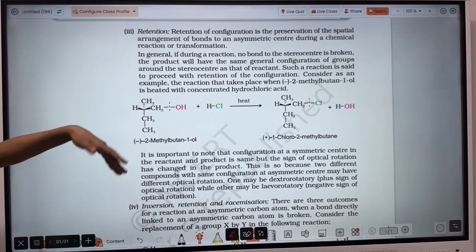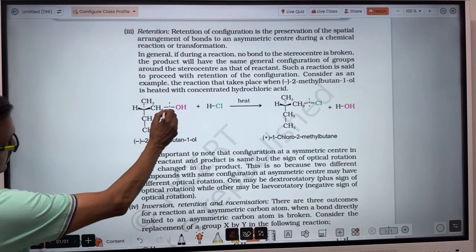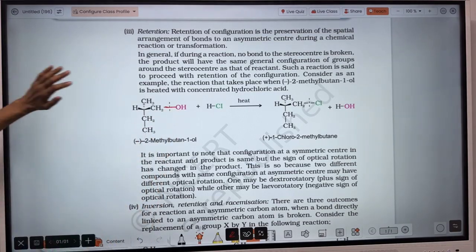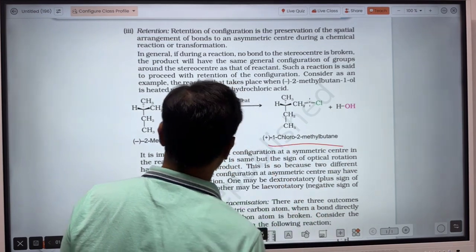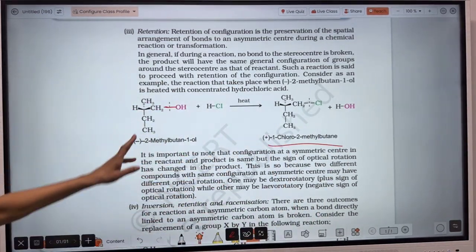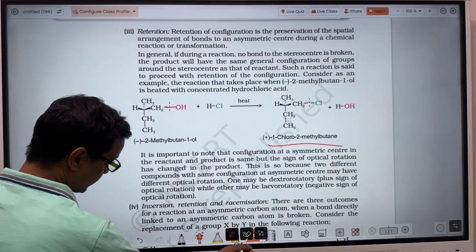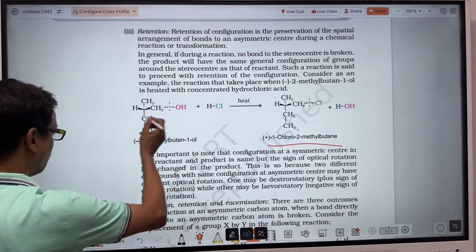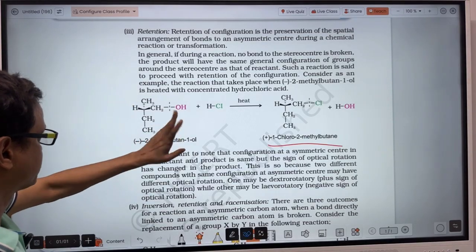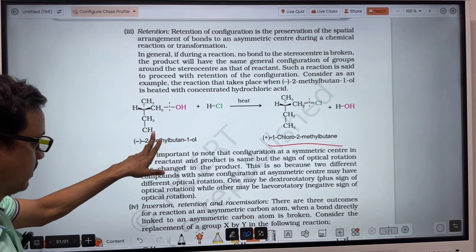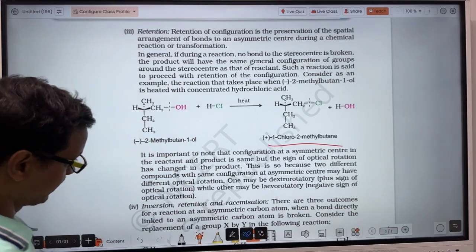In which here 1, 2, 3, 4. This CH2OH here, this one is shown. So in that reaction, 1-chloro-2-methylbutane is dextrorotatory, and this one is levorotatory, because the OH is coming towards this side in this molecule. So that is (-)-2-methylbutan-1-ol.